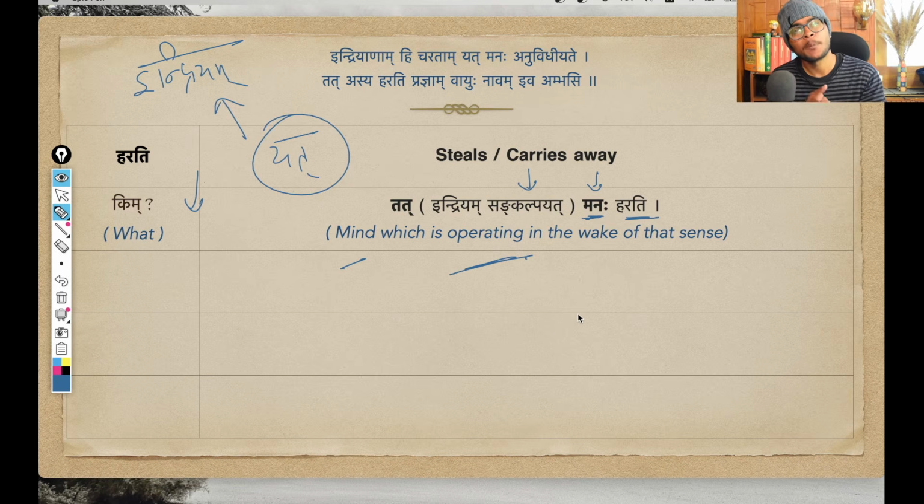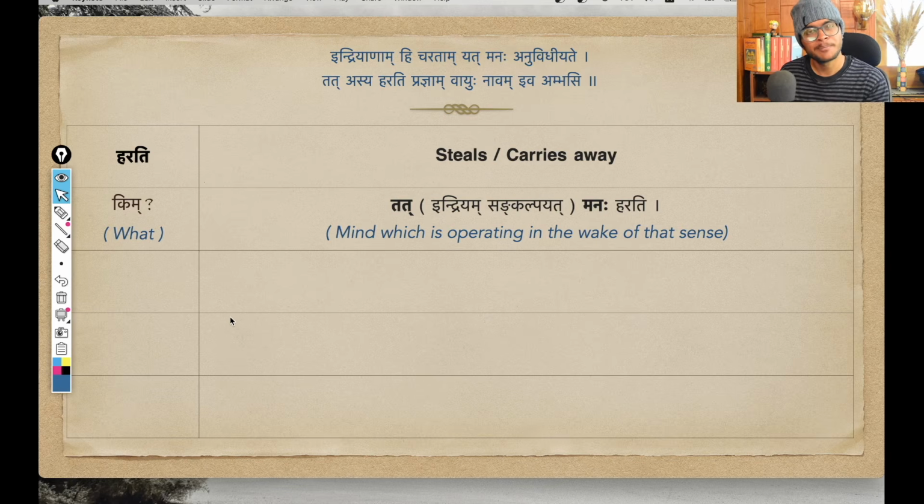or basically which is following tat indriyam, which is following that indriya. Basically, the mind which is operating in the wake of that particular sense, the mind which is getting swayed by that particular sense, such a mind harati, manaha harati. Such a mind steals, such a mind carries away. And again, in simple terms, Krishna is saying that all our five senses are already engaging and continuously wandering in the outside world. Now the mind, if it follows even a single sense, all the senses are very powerful, their pull is very strong. Now if the mind only follows even a single sense, such a mind also steals, such a mind also carries away. That is the implied meaning here.